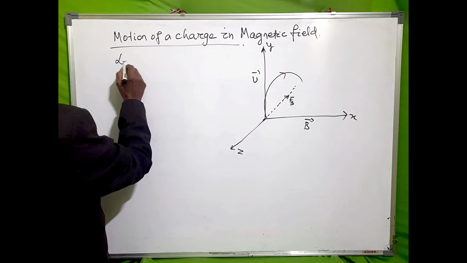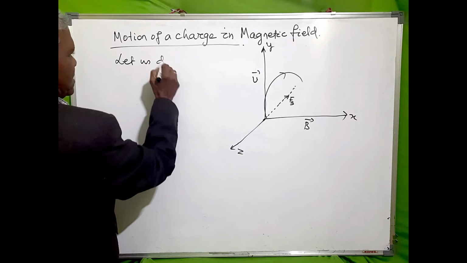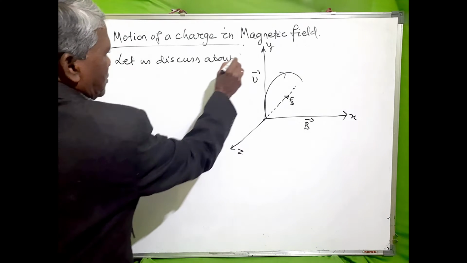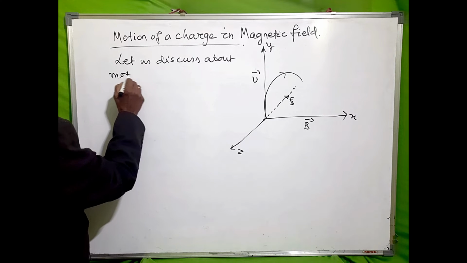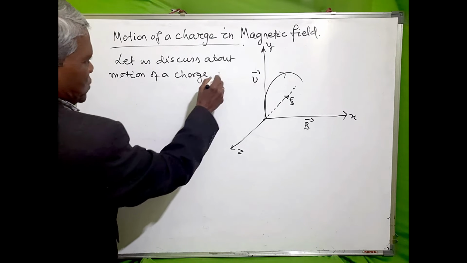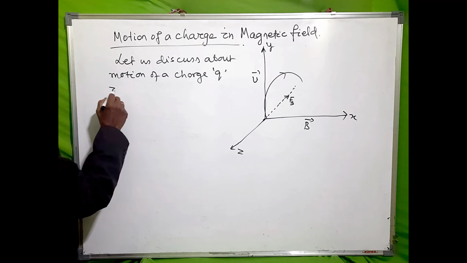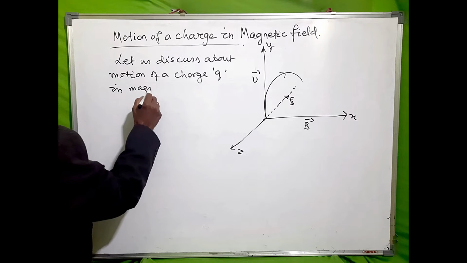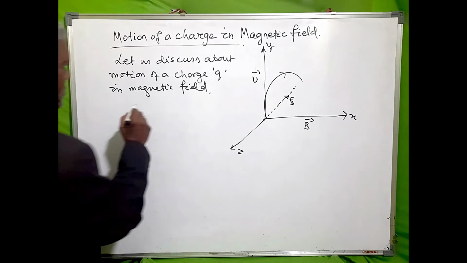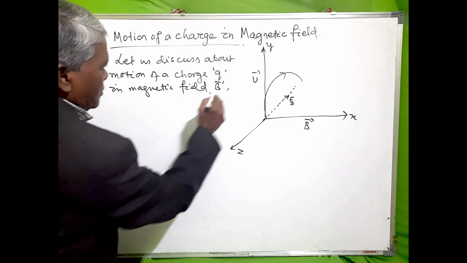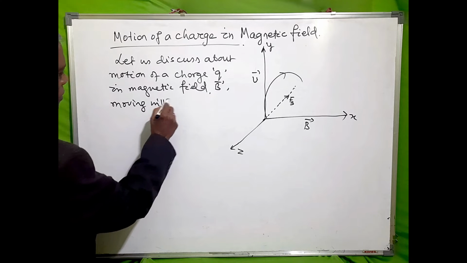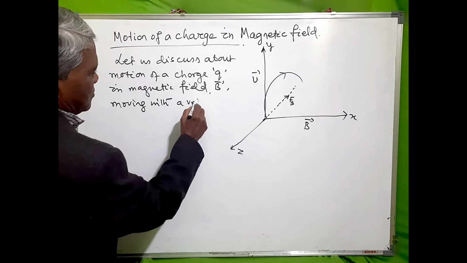Let us discuss about the motion of a charge q in magnetic field B, moving with a velocity v.